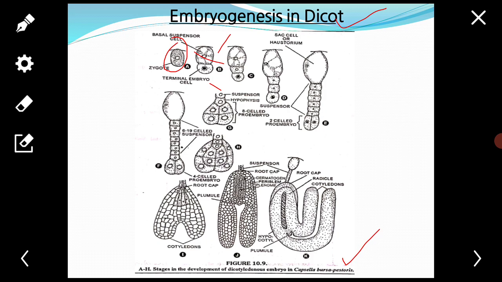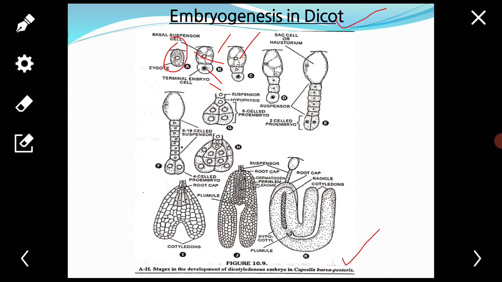The larger basal cell, which is called the suspensor cell, lies towards the micropylar end of the embryo sac. The smaller terminal cell, which is called the embryonal cell, lies toward the chalazal end of the embryo sac.